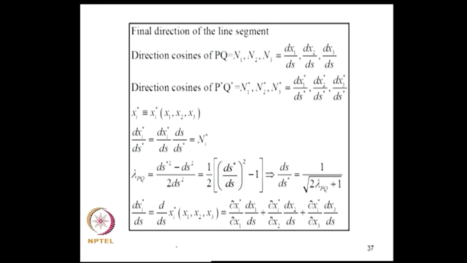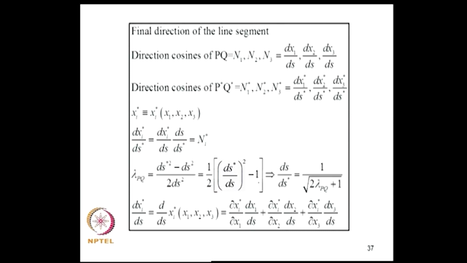Now, we would also like to evaluate the final direction of the line segment. So, the direction cosine of PQ is n1 n2 n3, which is given by this, and the direction cosine of P star Q star is n1 star n2 star n3 star. So, now we wish to evaluate n1 star n2 star n3 star in terms of strains and displacements. So, again we use this relation for xi star, and if I differentiate with respect to S star I get this, and this is nothing but ni star.